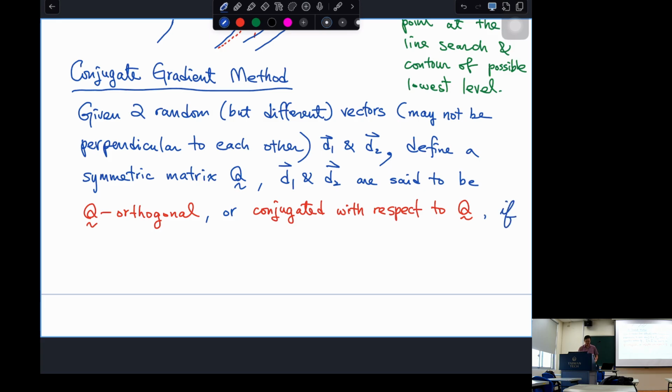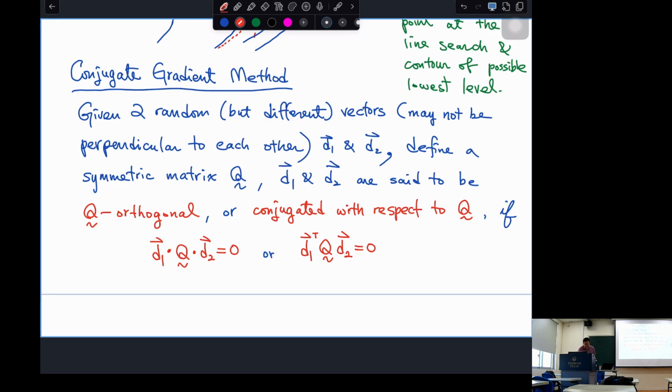If what happens? D1 dot Q D2 equals 0. Or write it down in the way you like it without using the dot product, using matrix multiplication: D1 transpose Q matrix D2 equals 0.